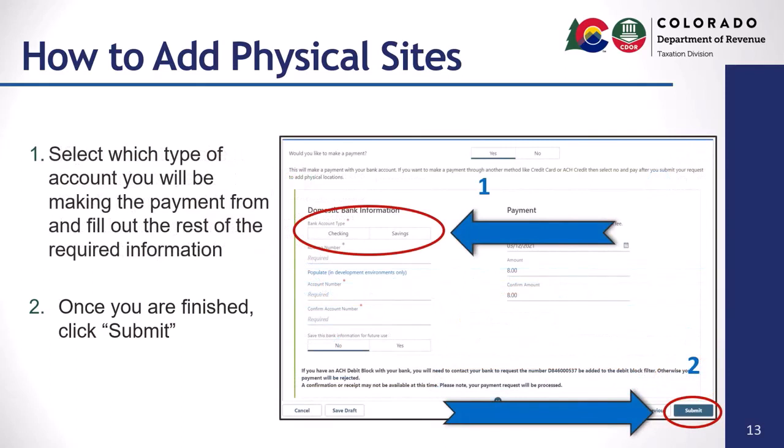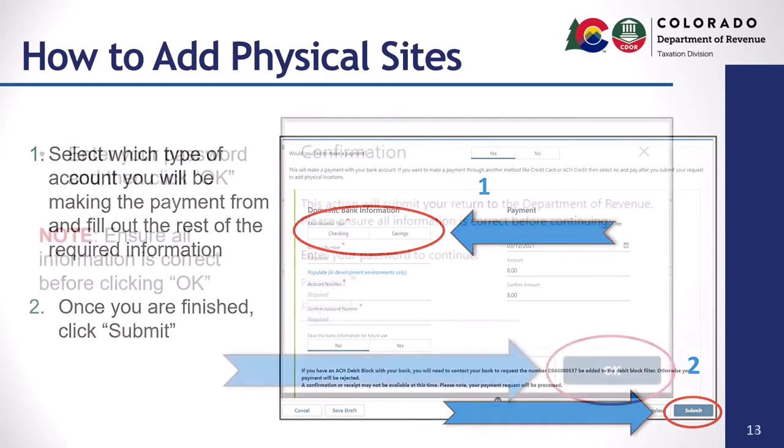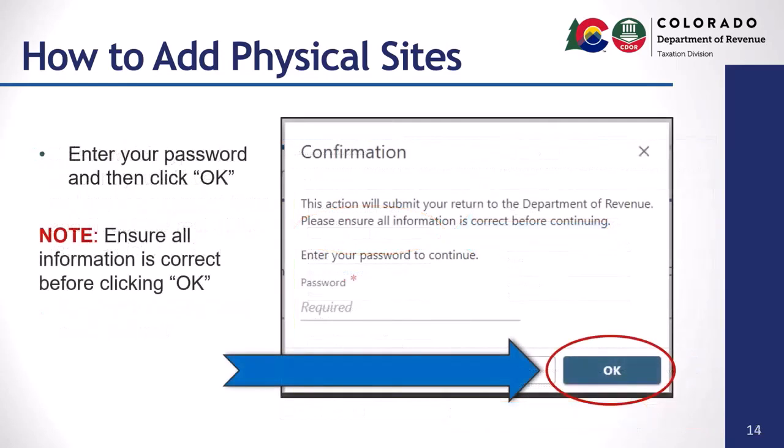If you selected the Yes option to make a payment, you will be taken to this screen. Select which type of account you will be making the payment from and fill out the rest of the required information. Once you are finished, click on the Submit button. Enter your password and then click on the OK button. This action acts as your electronic signature and will submit your request to the Department of Revenue. Note: please ensure all information is correct before clicking on the OK button.